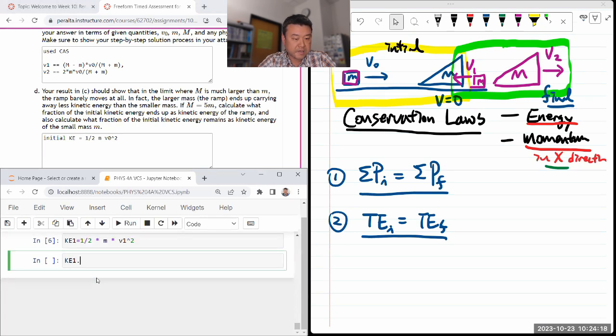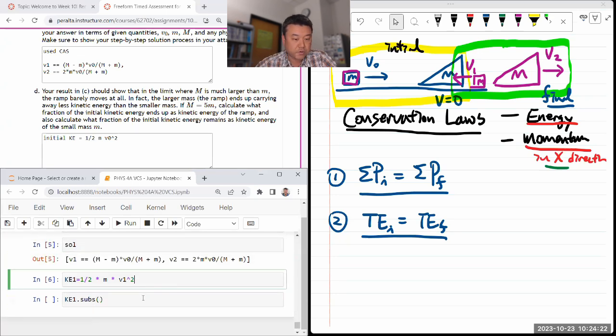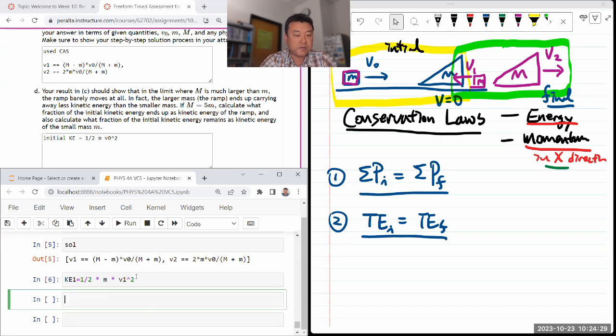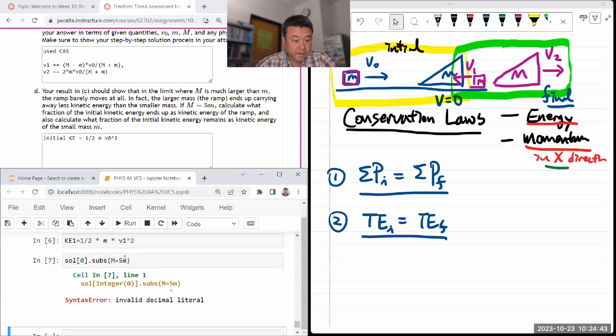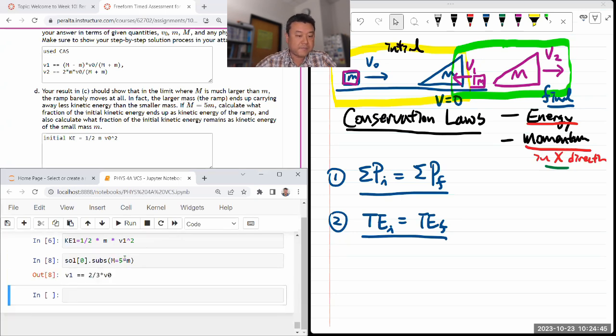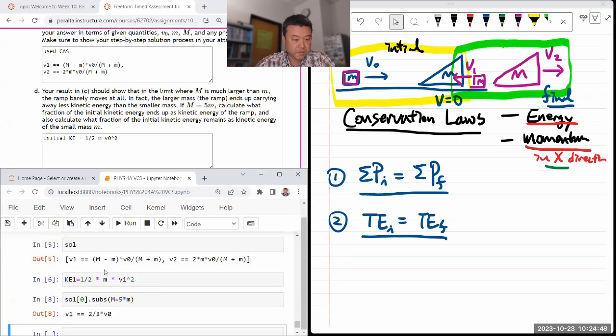And in this kinetic energy 1, I can use a substitute syntax, and I can actually use it twice. But let me actually do it this way. I'm going to first get this expression solution, the first element for v1, and I'm substituting big M is equal to 5m, that's 5 times m. And that'll get me that expression, good.